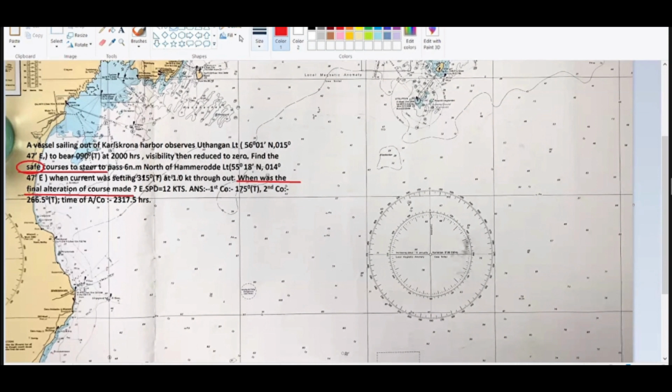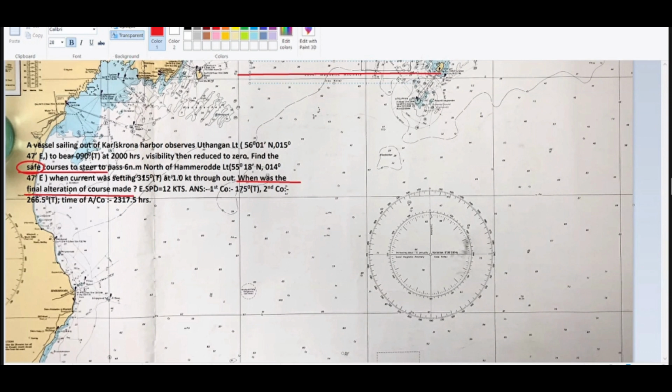So, our first is that Uthangan. Uthangan is on the top right hand side. It is giving your bearing as 090. So 090 is the bearing. That means the vessel can be anywhere on this line. The position of the vessel is not known. This is at 2000 hours, and your bearing is 090.